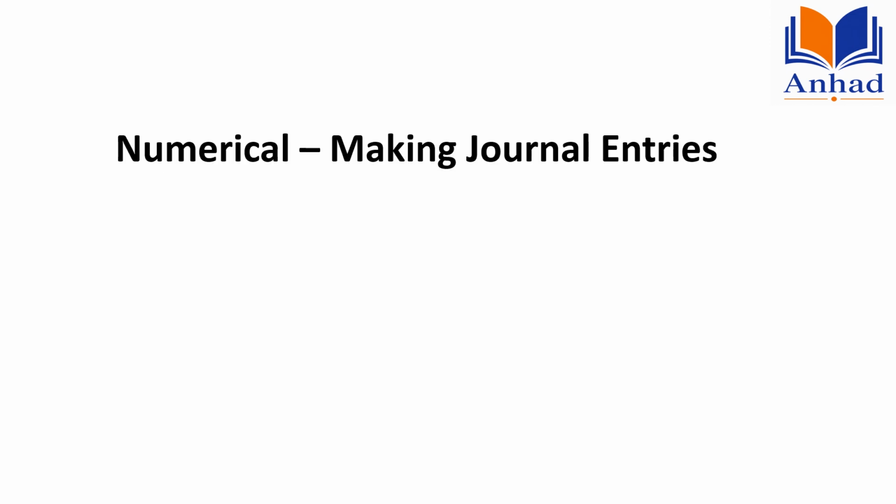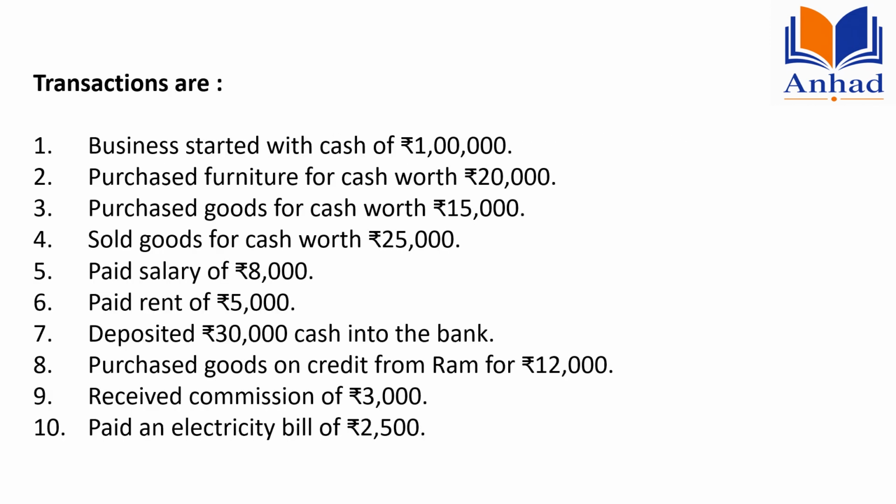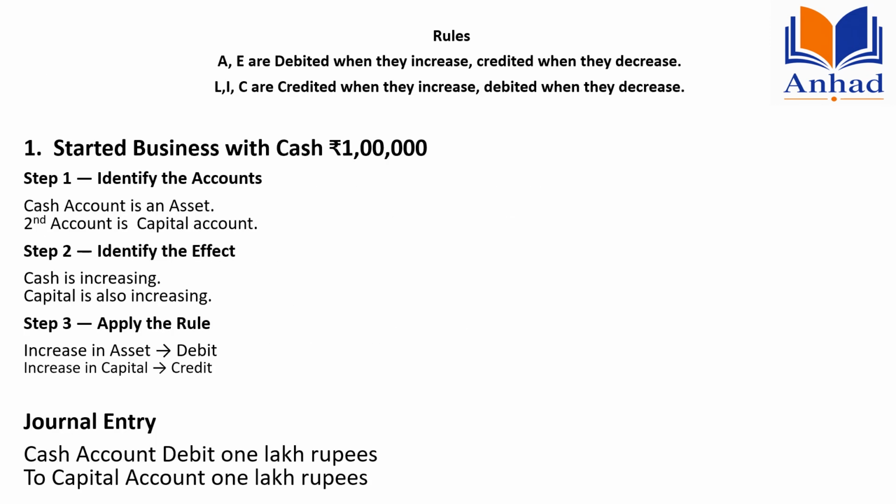Transaction 1. Business started with cash of 1 lakh rupees. Step 1. Identify the accounts. The first account is cash account, which is an asset. The second account is capital account, which represents capital. Step 2. Determine the effect. Cash is coming into the business, so cash is increasing. The owner's capital is also increasing.